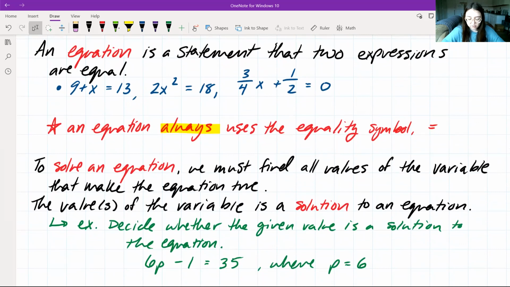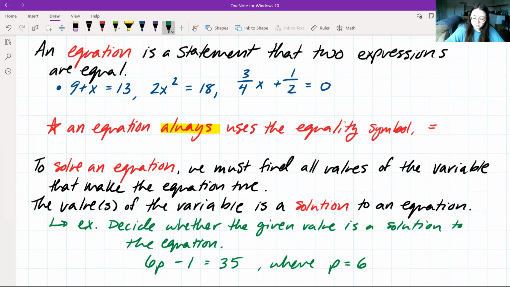To solve an equation, we must find all values of the variable that would make the equation true. The values of the variable are solutions to an equation. So if we find some value that would make a statement with an equality symbol true, that value is the solution to the equation, which we would need for that variable.